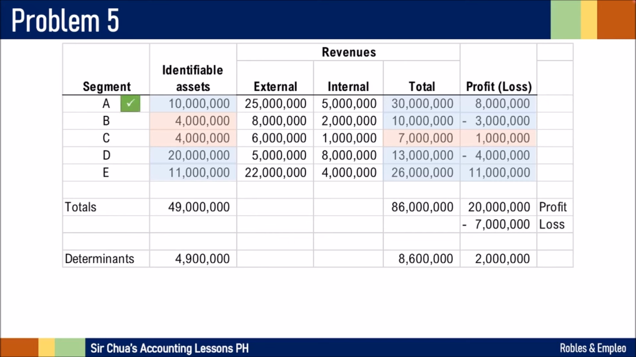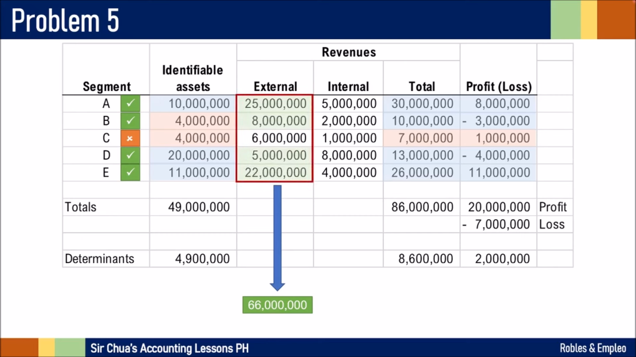Okay? Ngayon, is it safe to assume that segment A, B, D, and E is now reportable? Hindi pa. Magsa 75% testing tayo. Galing dito sa external revenues. Get the total of the external revenue and it will give you 66 million. Check mo ngayon yung mga potential reportable segments mo, which is A, B, D, and E, and get the total of all of them. The total of the external revenues of A, B, D, and E is 60 million.